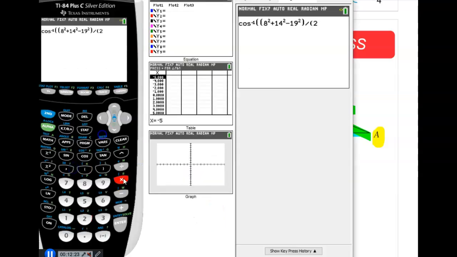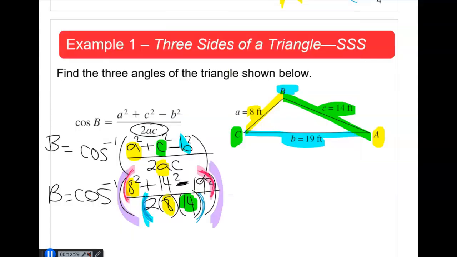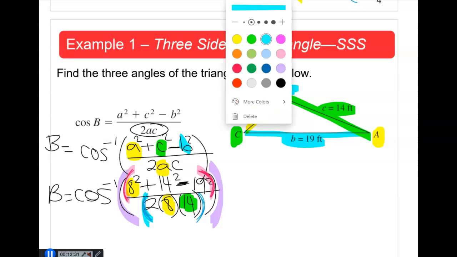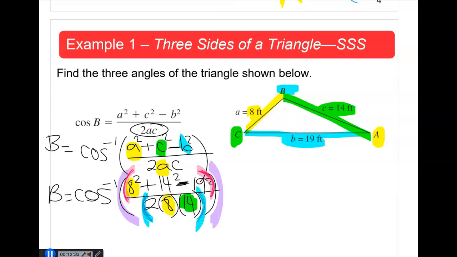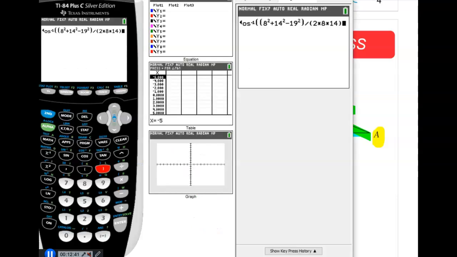So 2 times 8 times 14. We close that to close the denominator, so that will be this parenthesis here. And then we're going to close one more time to enclose the whole expression that goes inside cosine inverse. So going back to the calculator, one more parenthesis to close, and then we are going to press enter.